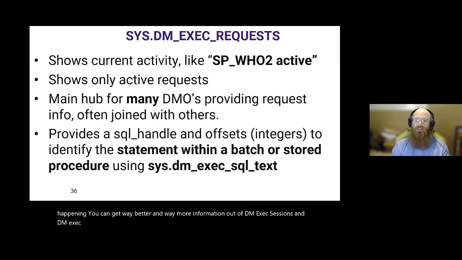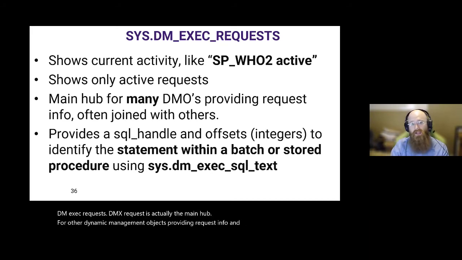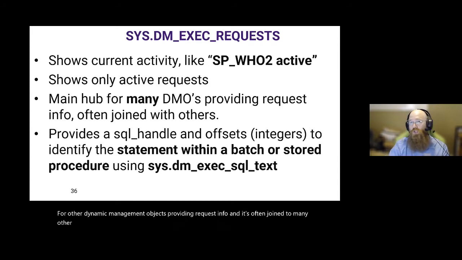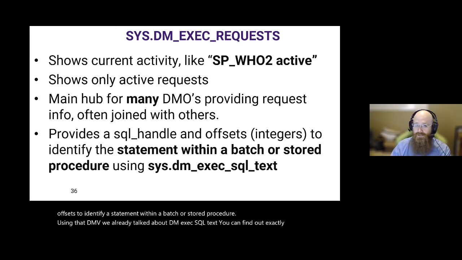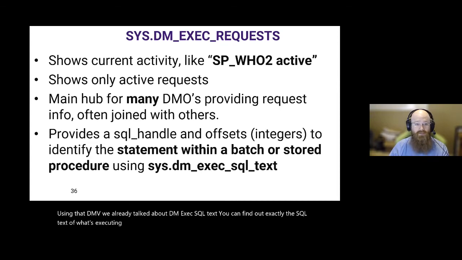DMExec requests is actually the main hub for other dynamic management objects providing request info, and it's often joined to many other DMVs to find out what's going on right now. It also provides you that SQL handle and offsets to identify a statement within a batch or stored procedure using that DMV we already talked about, DMExec SQL text. You can find out exactly the SQL text of what's executing right now. We talked about that DMV earlier.